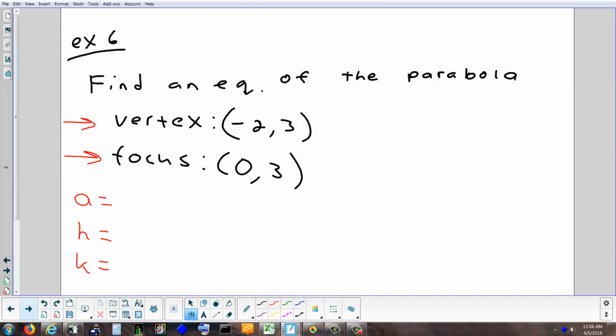Not 3. Think about if you graph them. One of them is left 2, up 3. The other one is just up 3. Right? They're at the same height. They're both at a height of 3. One of them is 2 units to the left. One of them is right on the axis. So A is 2. Any question on how I got the distance between the vertex and the focus?